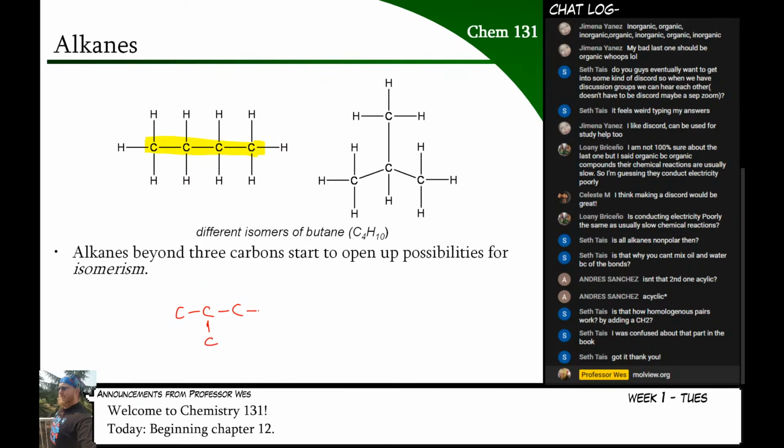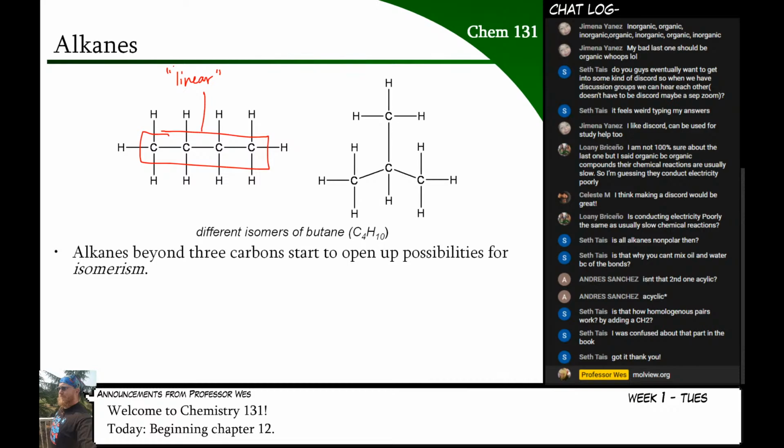If I had 5, I could put the 5th one there. Or I could put it here. Or any number of places. Some of them would actually be the same, but most of them would give you a unique sort of arrangement. And we need to consider these possibilities too. So what we're going to do is we're going to say if all the carbons form one contiguous line, we're going to call this linear.